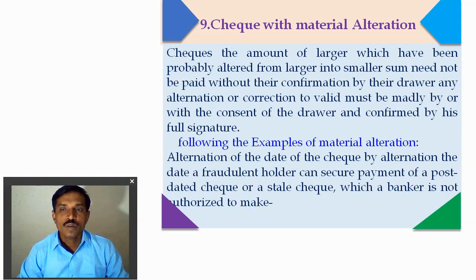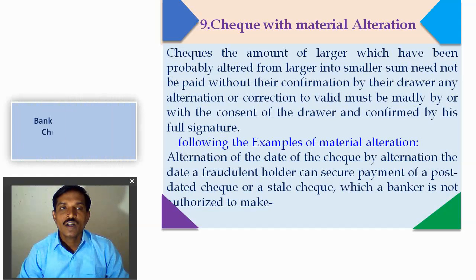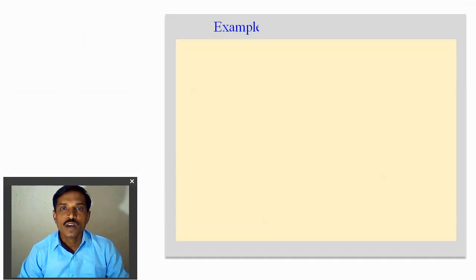For an example of material alteration, there is alteration of the date. Sometimes the date is changed by some person. By alteration of the date, a foreign holder can secure payment of a post-dated check or stale check. The stale check is presented after alteration of the date, which the banker is not authorized to make. So checking for material alteration by the paying bank is necessary when they pay customer checks.